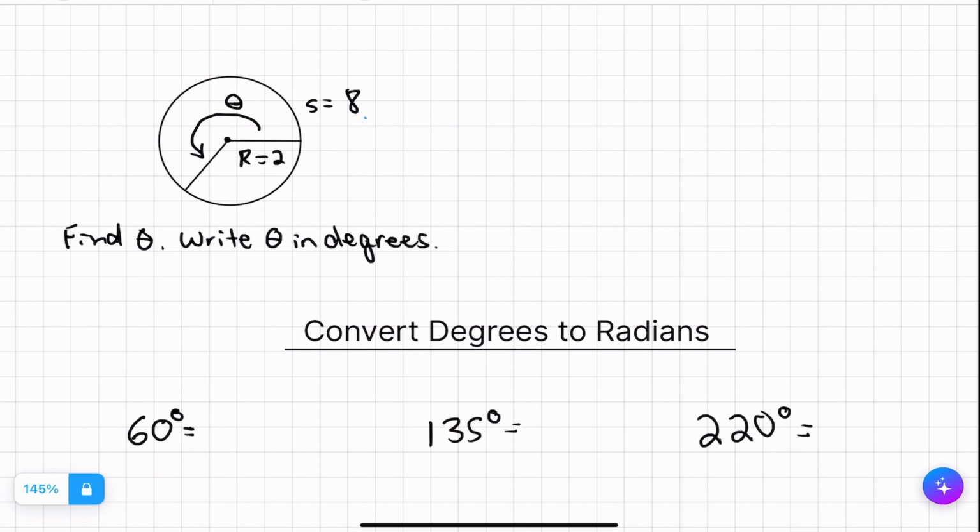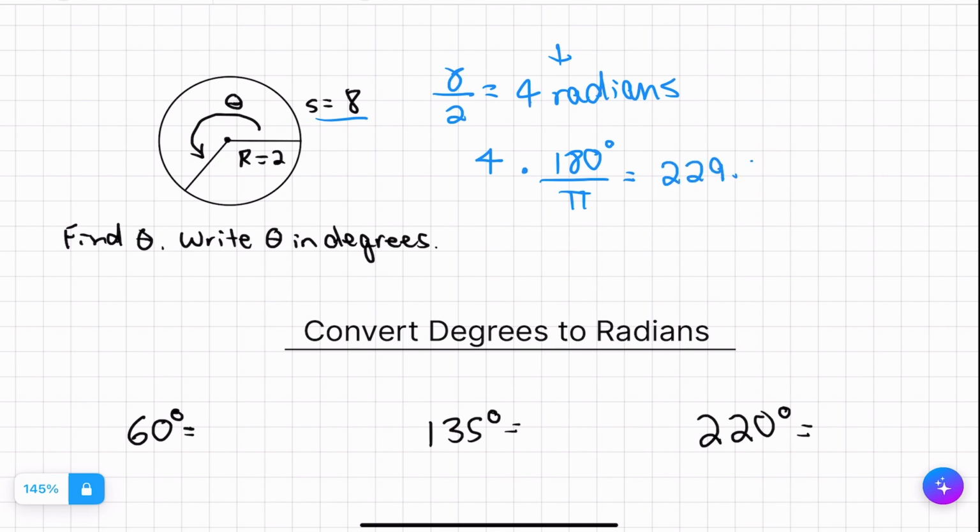We'll start by taking our arc length divided by the radius to get 4 radians. But we need to write this answer as degrees, so we need to convert. We're going from radians to degrees, so we need to multiply by 180 degrees over pi. We'll punch this into our calculator to get 229.2 degrees as our final answer.